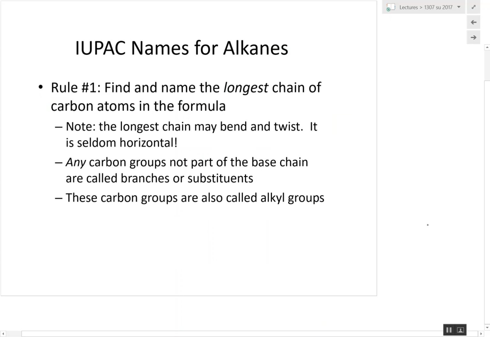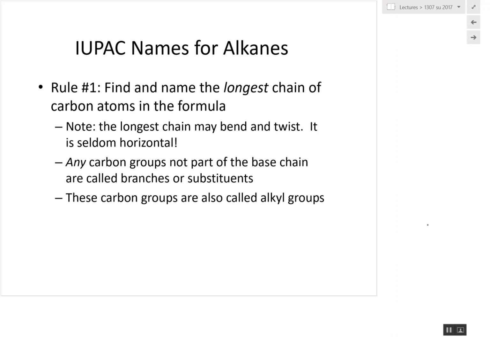Okay, now here's your most important rule. Rule number 1: Find and name the longest chain of carbon atoms in the formula. The longest chain may bend and twist. It is seldom horizontal. Any carbon groups not part of the base chain will be picked up later as substituents. You're looking for the longest continuous chain of carbons. The substituents will be these alkyl groups, so on rule number 1, just ignore the substituents. Find the longest continuous chain.